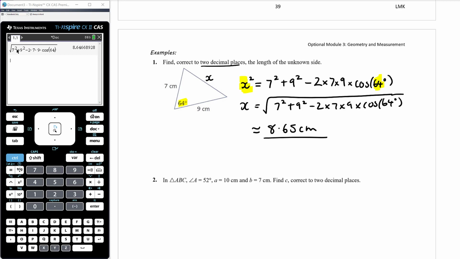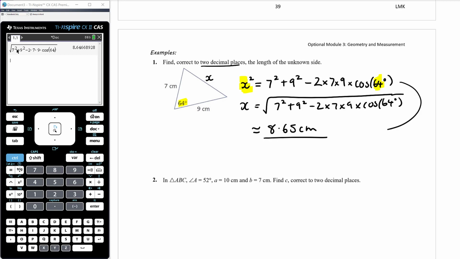Alright, and again, that sort of does make sense. Yes, I'm happy with that in the scheme of this triangle. 64 degrees isn't far off 60 degrees, and these side lengths are similar in length, which would mean that these two angles are sort of similar in size. So it's vaguely equilateral, or close to an equilateral, I should say. And so I'm quite happy with the unknown side length being somewhere in the vicinity of 7 to 9 centimetres.